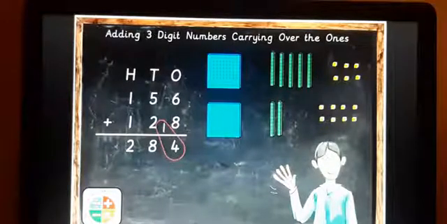In those cases you have to carry the 10. 6 plus 8, what happens? It is 14. If you add, you will see it is 14. So you can't directly keep 14 there. In 14, the ones place number is 4. So 4 you keep there, and 1 you have to carry to the tens place. Like that you carry to the next place value, add the place values, and together you keep the answer there. Like that we have to do the method here.